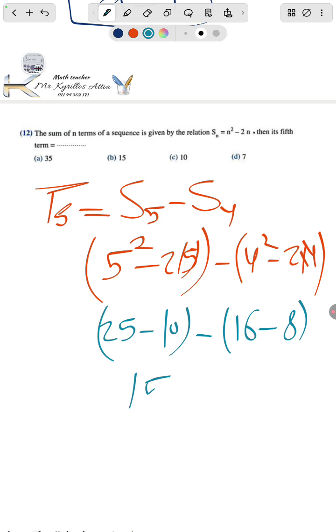25 minus 10 will be equal to 15, minus, 16 minus 8 equals 8. 15 minus 8 will be equal to 7.